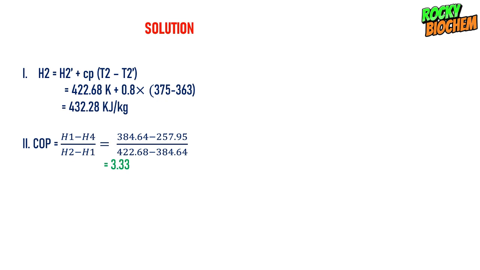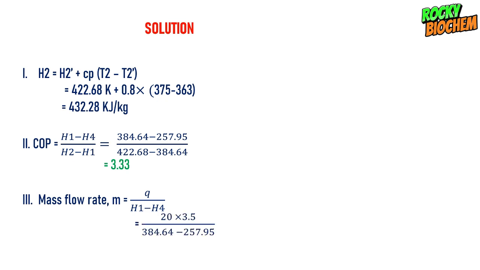Now let's move on to calculate the mass flow rate. The mass flow rate is equal to Q over (H1 minus H4). And Q here is equal to the ton of refrigeration given to you, multiplied by the constant, which is 3.5. After computing the whole of this, you are going to get 0.55 kilogram per second.